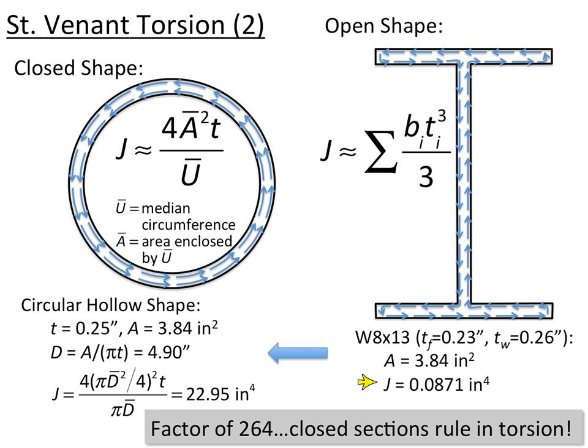If I use my summation of BT cubed over 3 for each one of the 3 plates, top flange, web, and bottom flange, I get a J value of 0.0871. So what I decided to do then is use a thickness of about the same, 0.23, 0.26. So I'll go with a thickness of about 1/4 of an inch. And I'm going to use the identical area.